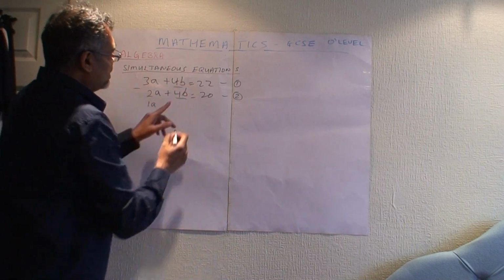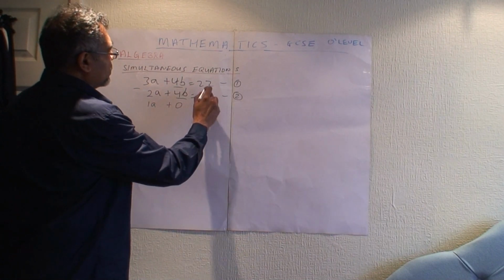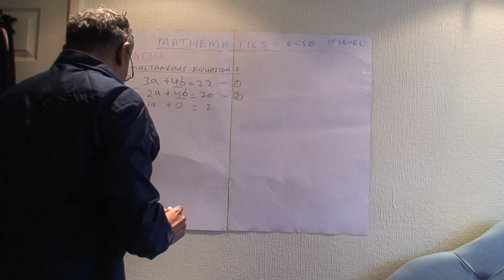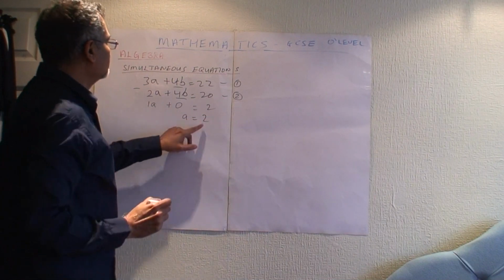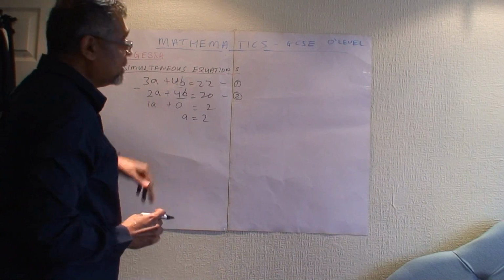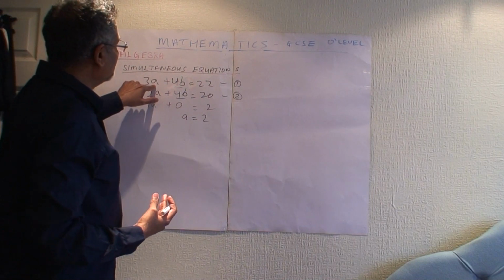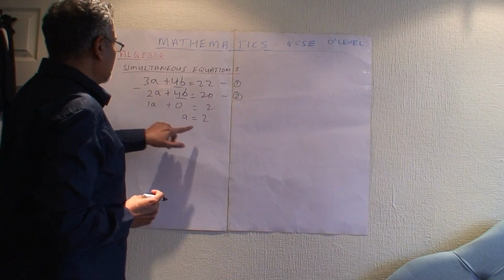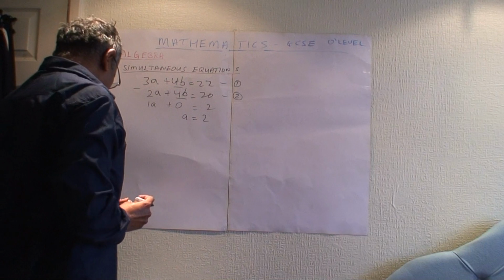4b minus 4b is 0. 22 minus 20 is 2. So from this we can say a is 2. Since we know a, then we can solve for b. So we can substitute the 2 into here, and then we can solve. We can put it into equation 2.